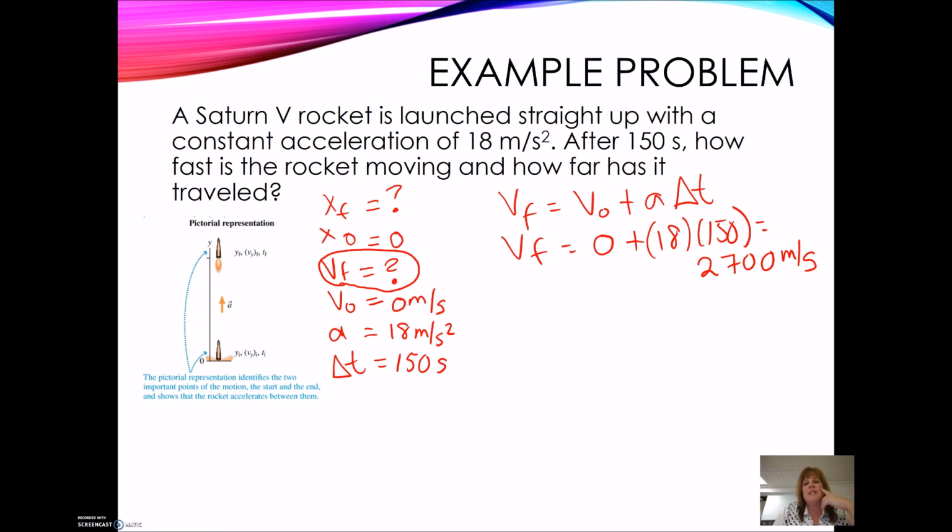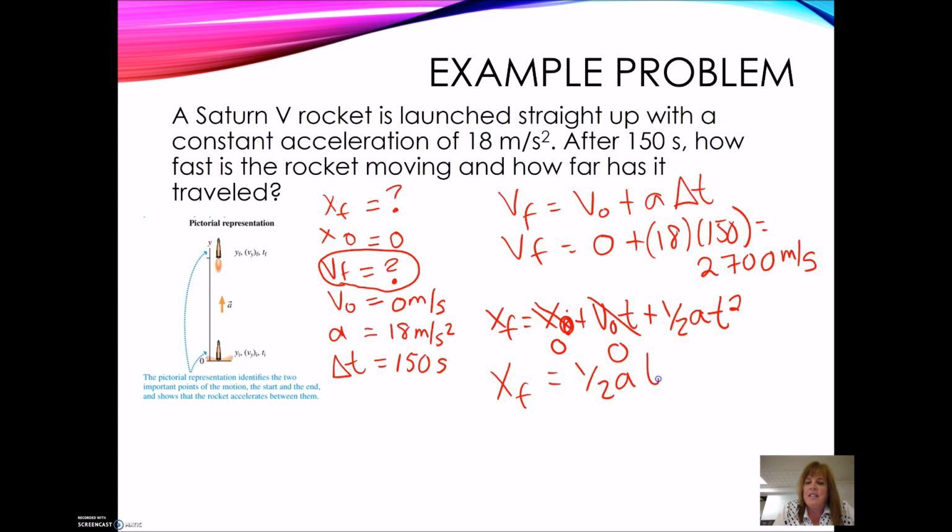Well, we have the distance equation that looks like this. X final is equal to x initial plus, let's use O's, initial velocity times time plus 1/2 acceleration time squared. I could use this equation because I know that this is 0, and the initial velocity is 0, so that term goes away. And then this is just down to x final is equal to 1/2 at squared.